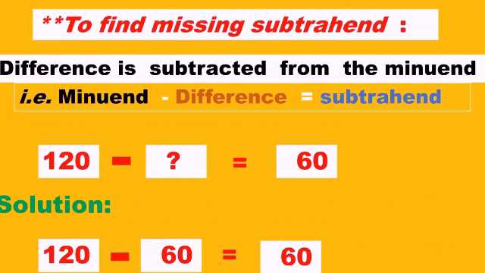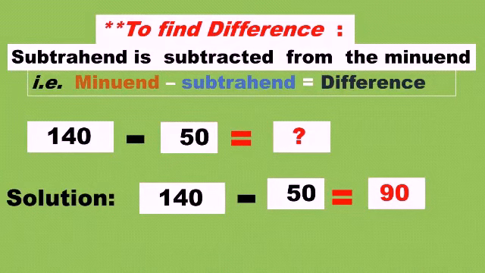Now check the example, that is 120 minus question mark equals to 60. That means this question mark place, you have already understood that it is the place of subtrahend, so we have to find subtrahend. So 120 minus 60 equals to 60. This is the subtrahend.